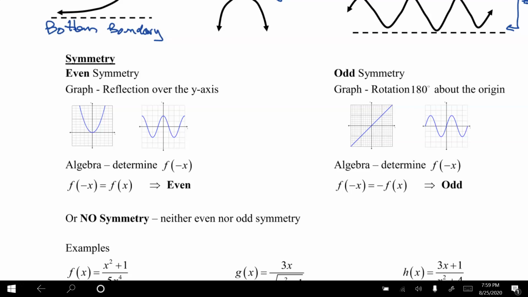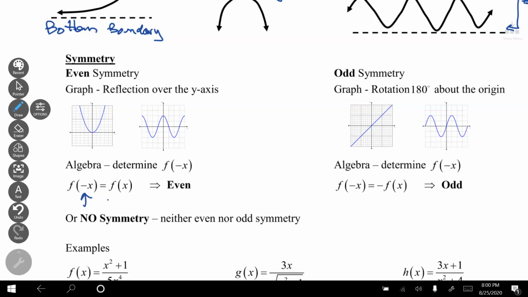But we're going to look at some things algebraically. What I'm going to do is plug in negative x. And the idea is that something is even when I use a negative x and I get the same value as before. Odd symmetry is that when I use a negative x, I get the opposite of what I had before. It's the complete opposite. And no symmetry is that I don't get either one. It's not even, it's not odd, it's none of the above.